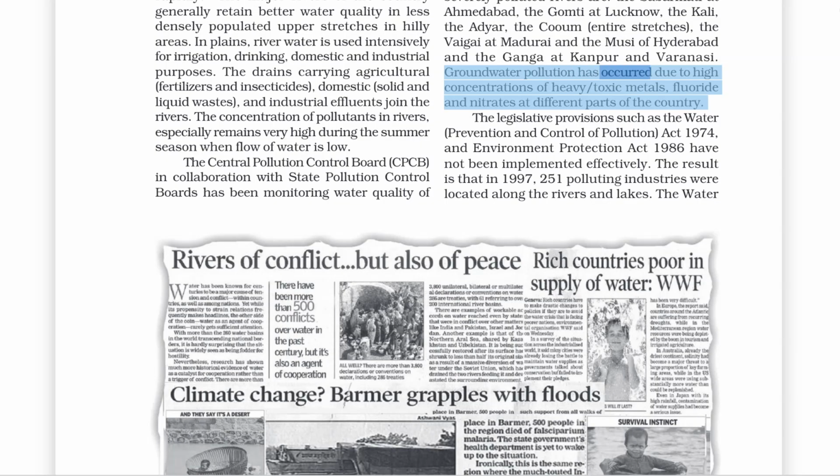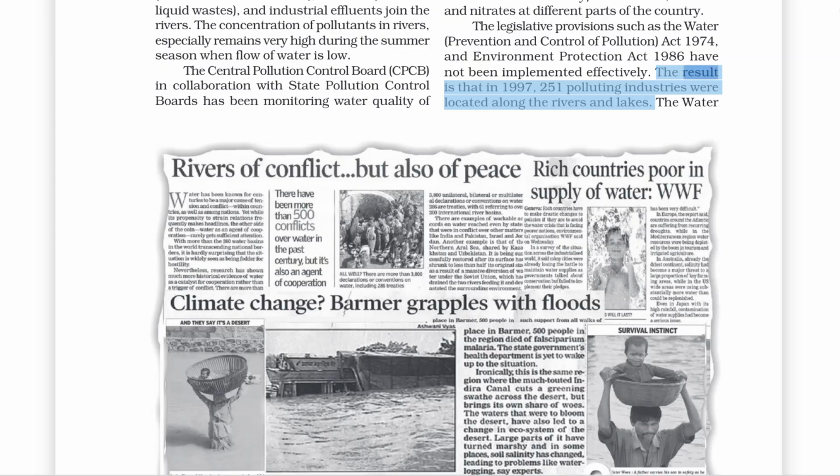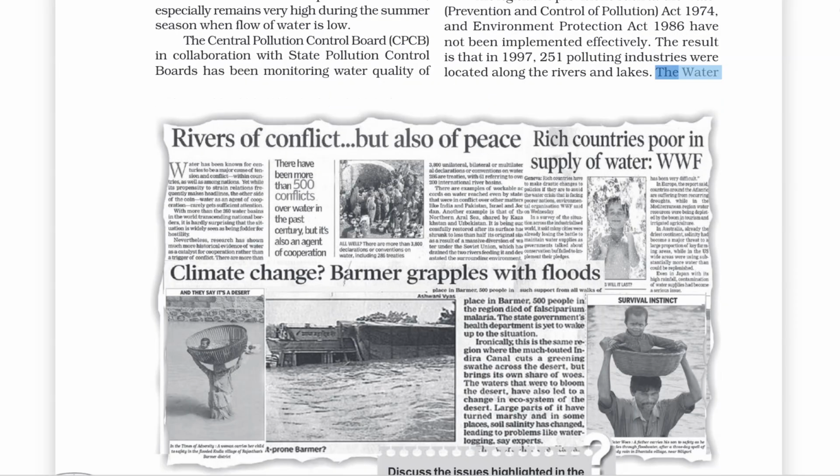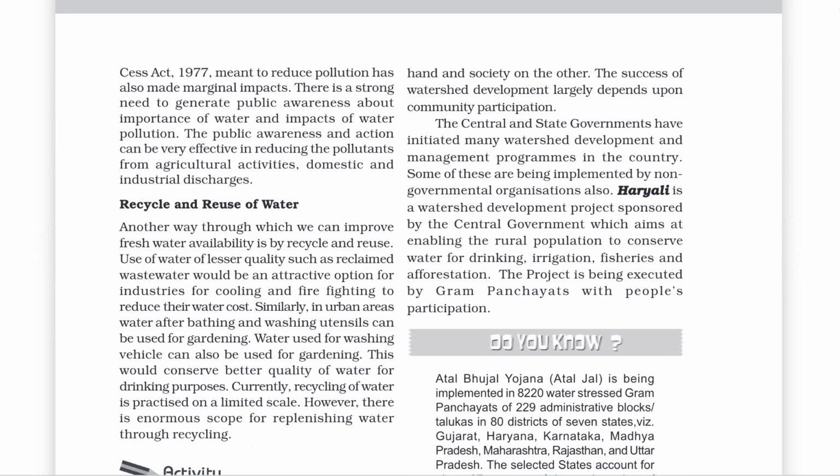Groundwater pollution has occurred due to high concentrations of heavy/toxic metals, fluoride and nitrates at different parts of the country. The legislative provisions such as the Water (Prevention and Control of Pollution) Act 1974 and Environment Protection Act 1986 have not been implemented effectively. The result is that in 1997, 251 polluting industries were located along the rivers and lakes. Discuss the issues highlighted in the news items.